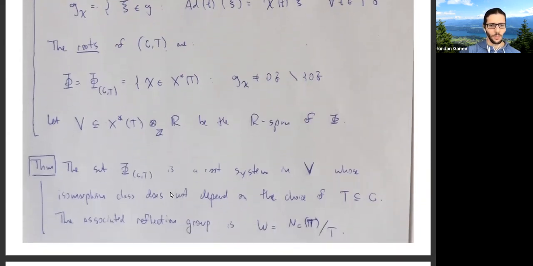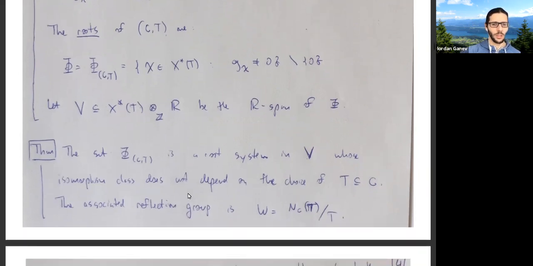And the big result from last time, or one big result, was that these form a root system. The isomorphism class of this root system does not depend on the choice of maximal torus. And the reflection group associated to this root system, generated by all the reflections across the roots, is exactly the Weyl group of G. I didn't really prove this theorem, but I gave some indications of how things work.